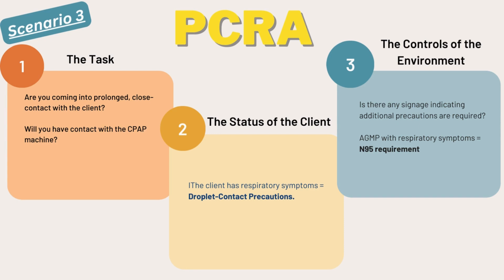The third one is the controls of the environment. So the environment would include the CPAP machine, and there would likely be signage indicating the use of the machine with the clients experiencing undiagnosed respiratory symptoms. Due to the AGMP and potential for prolonged contact, staff should consider the use of an N95 with droplet contact precautions in this scenario.